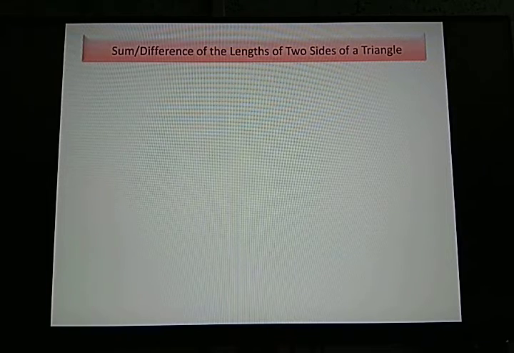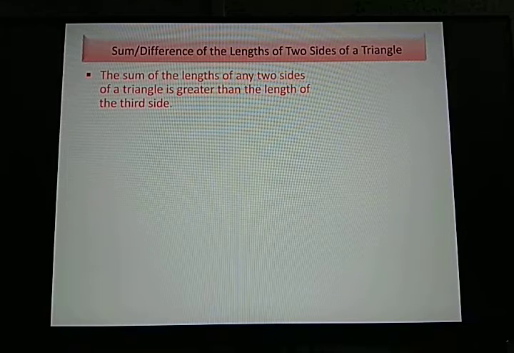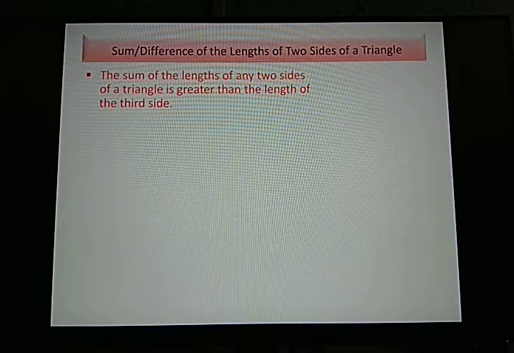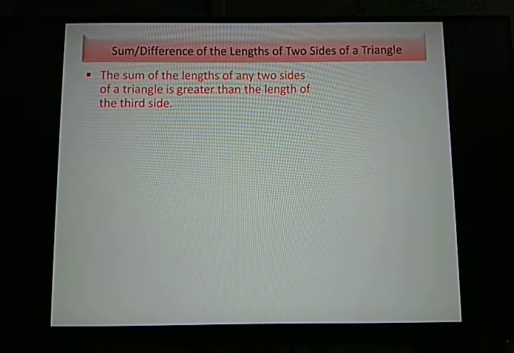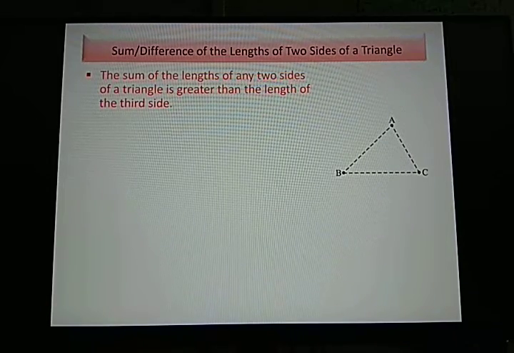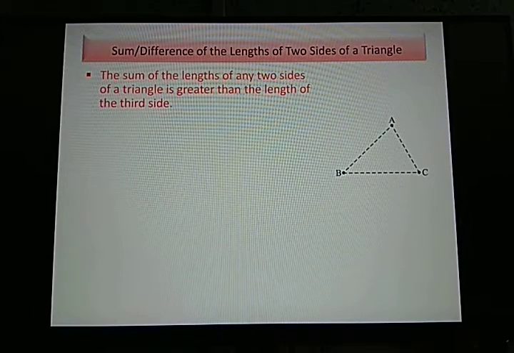So here the statement says that the sum of the lengths of any two sides of a triangle is greater than the length of the third side. Now this is a kind of universal truth. You can prove it by taking any kind of triangle. Say we have taken a triangle ABC. Now we don't know which two sides we will take. Any two sides you can take.